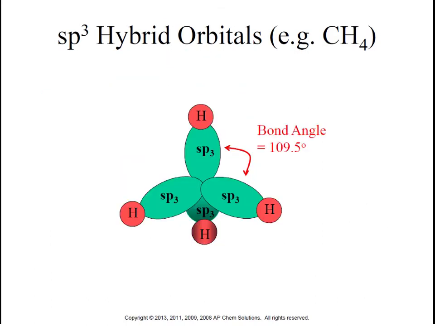And so here, this is what this would look like. So the sp3, which would have bond angles of 109.5, it's a conglomeration of an s and 3 p's, gives us this three-dimensional, four-sided shape called a tetrahedral structure.